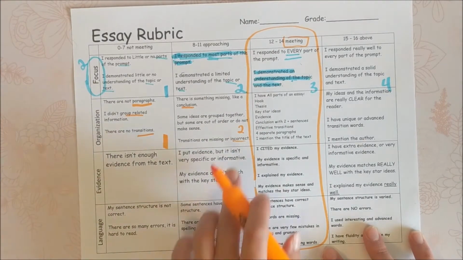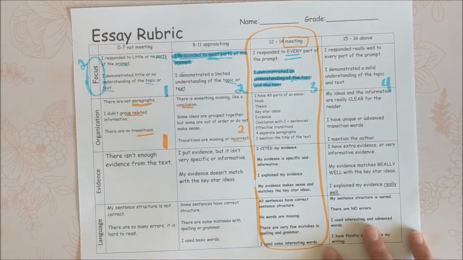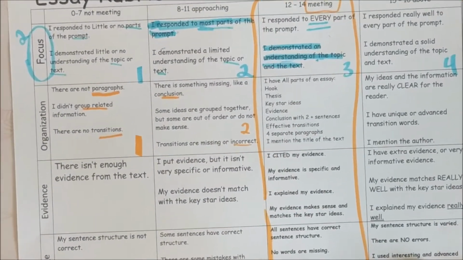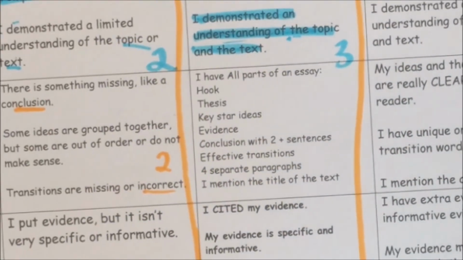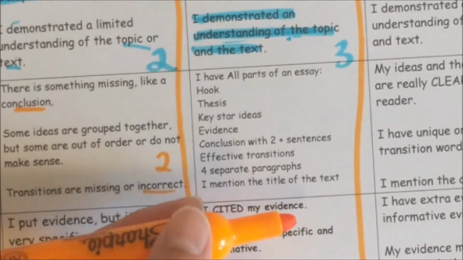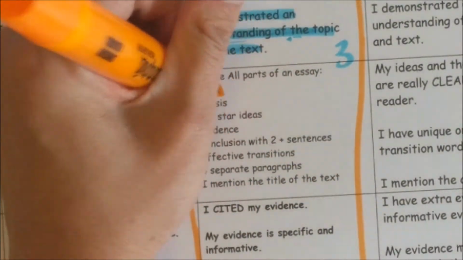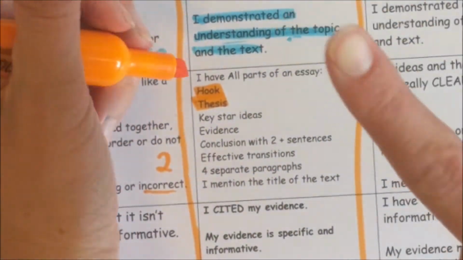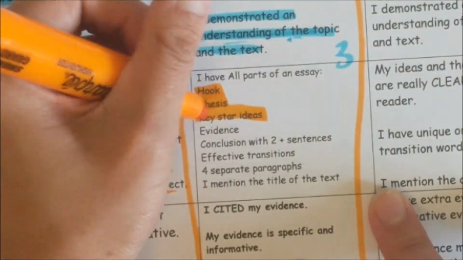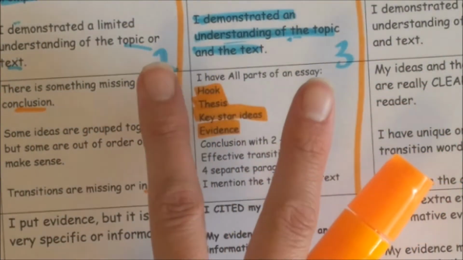This is our meeting, and let me actually zoom in a little bit more here. That's a little better, isn't it? So here's our meeting for organization. You would just check, do you have all the parts? Do you have a hook? Check. Do you have a thesis? That's that sentence that says what your essay is about. Do you have your 2 key star ideas? Do you have evidence? Do you have a conclusion, and does it have at least 2 sentences?